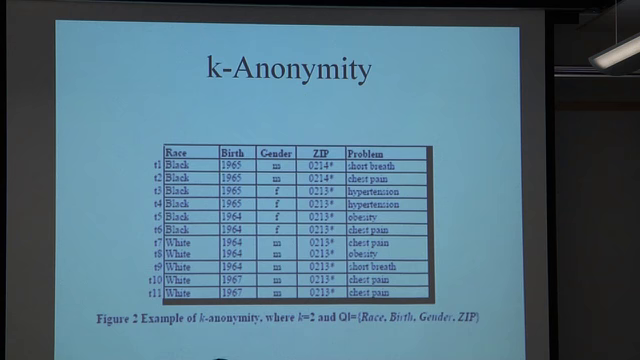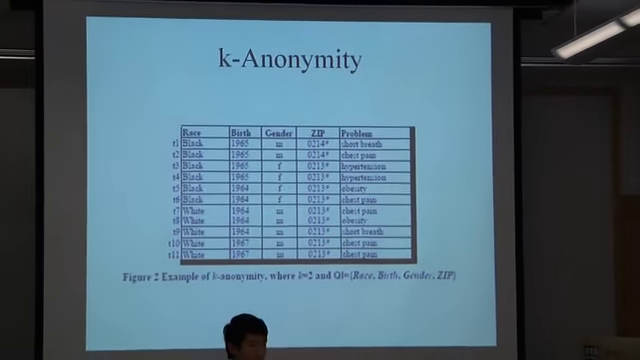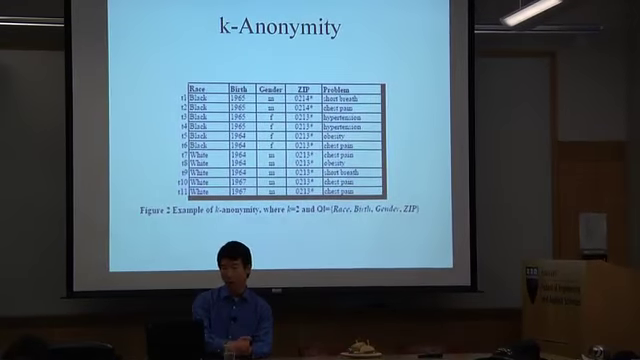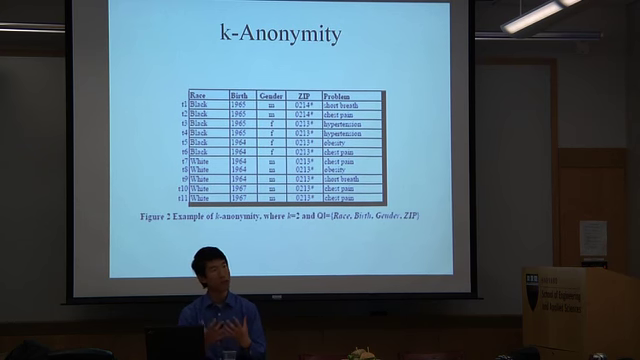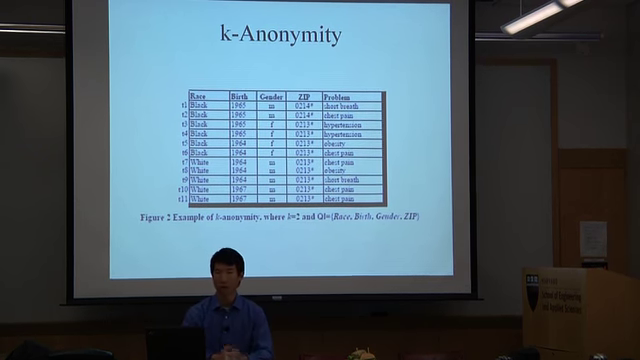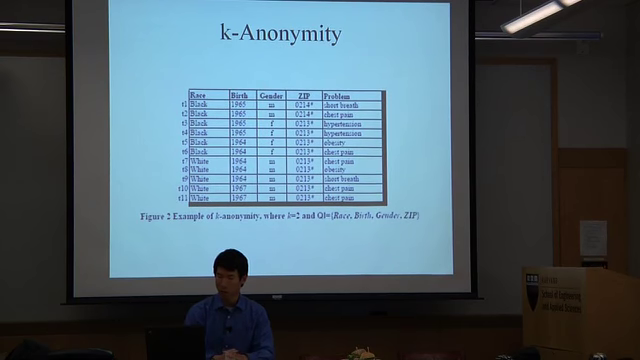Here's an example where k is equal to 2, assuming the adversary knows race, birth, gender, and zip code exactly. So, for example, the adversary knows exactly the birth date of the target individual whose medical diagnosis we're trying to figure out. Nevertheless, the adversary is not going to be able to distinguish between records T1 and T2, because even though these two men were presumably born on different days in 1965, the database no longer contains that information, and therefore the adversary can't distinguish between these two.